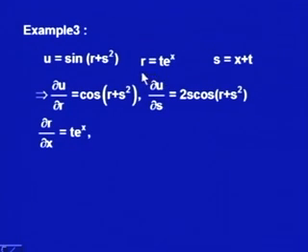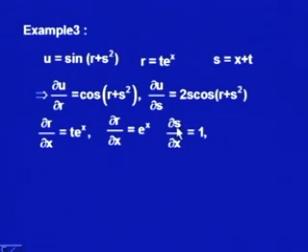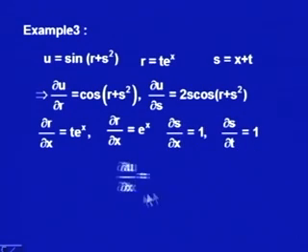So, the derivative of r, del r over del x, treating x as the variable and t as a constant, is t times e to the power x. Similarly, del r over del t would be e to the power x, since t is the variable and its derivative is 1. Del s over del x would be 1 and del s over del t would be 1.